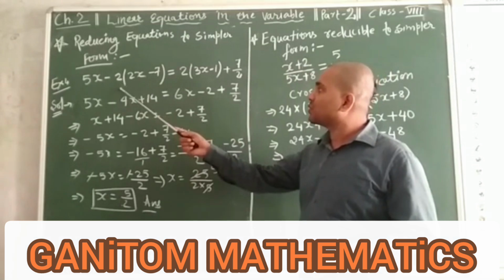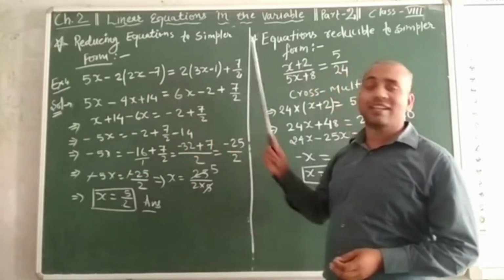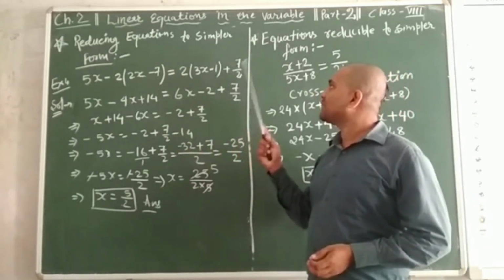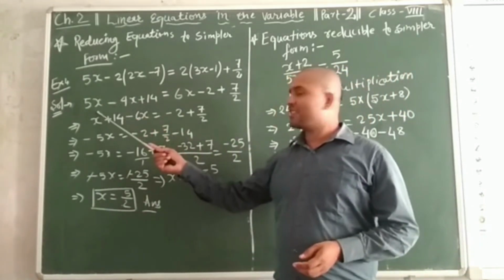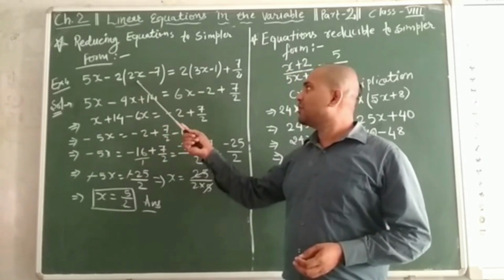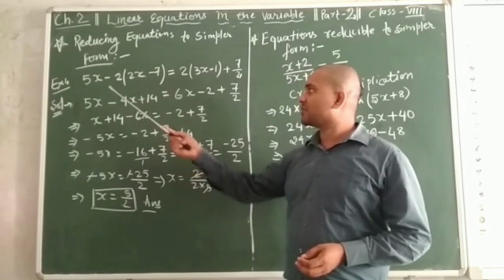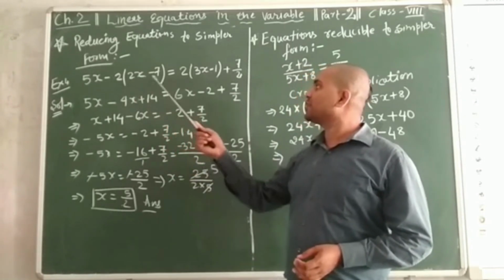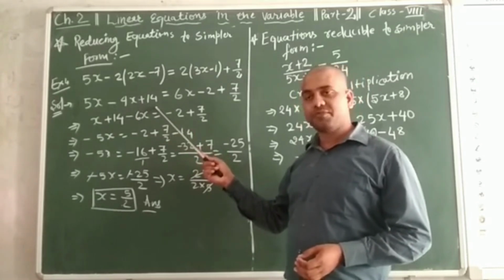5x minus 2 into bracket start 2x minus 7 bracket close, that is equal to 2 into bracket start 3x minus 1 bracket close plus 7 upon 2. This means 5x I have written as it is. Then this minus 2 I have multiplied with 2x. So it becomes minus 4x. Minus 2 multiplied with 2x becomes minus 4x. Minus 2 with minus 7 we will multiply, we will get plus 14.